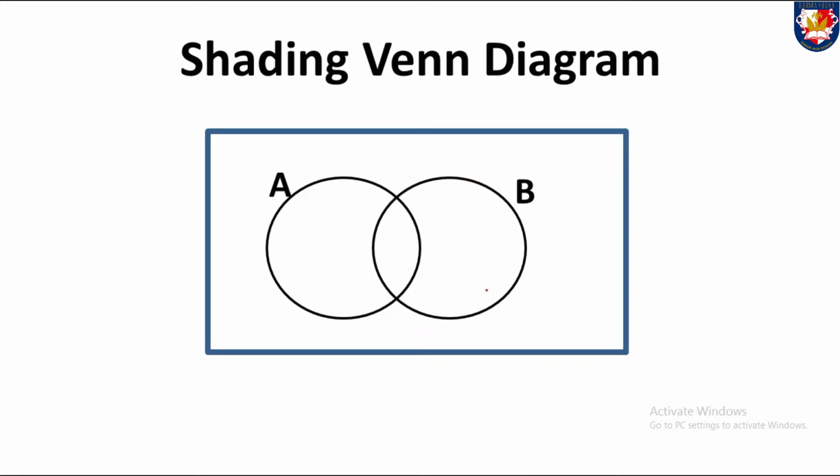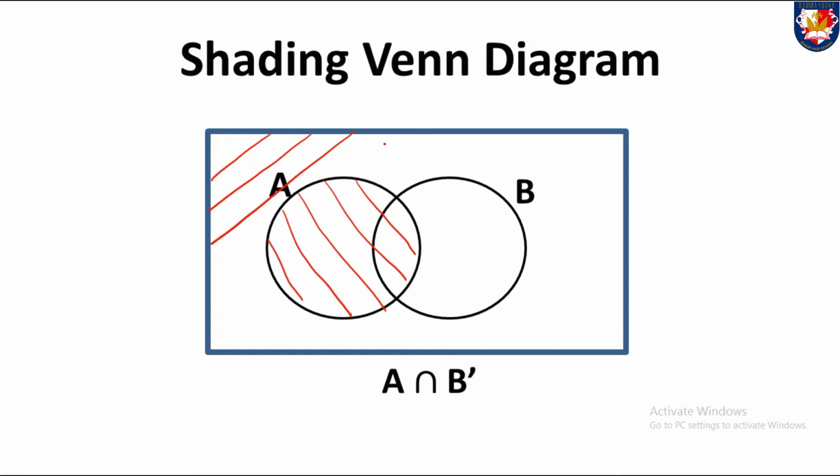So now how to find the area of A intersection B complement? As I said before, for set A, let's focus on set A now. We shade all the region or the area inside of set A. This region. And then there's set B, but in this particular question, it is B complement. That means all the area outside of B. We shade all the area or the region outside of set B. All of them.